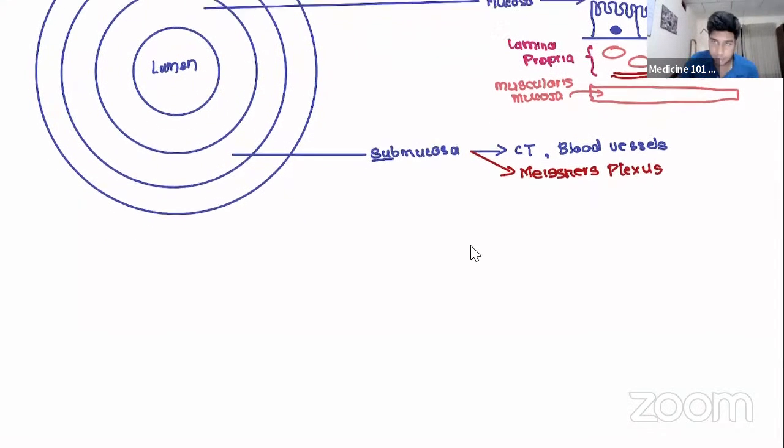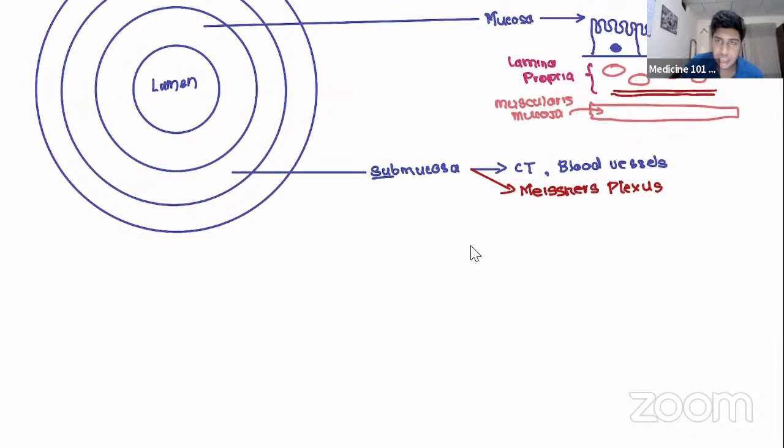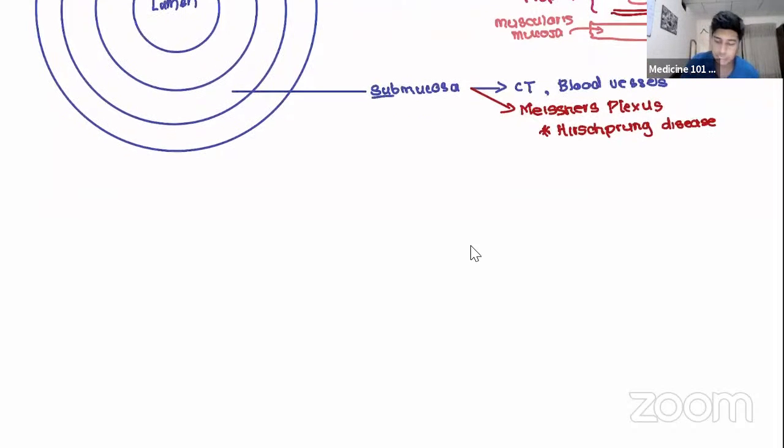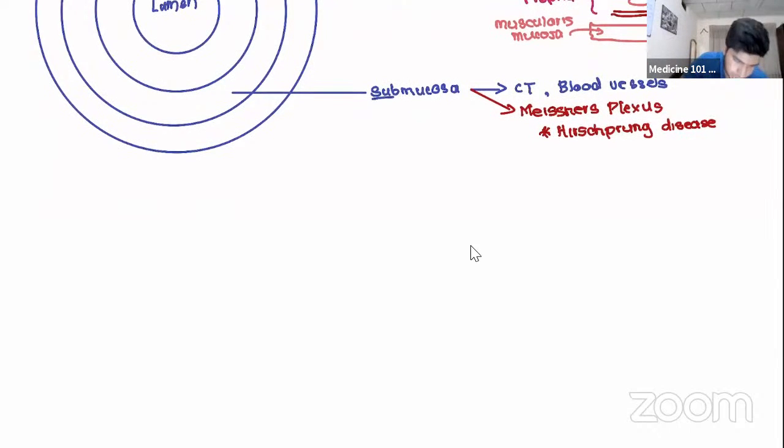Let's begin our first anatomical correlation to diseases. This Meissner's plexus is damaged in a condition called Hirschsprung's disease. We'll talk a bit about that, but this is a topic that comes under pediatrics and surgery. Okay. Next, we have the muscular layer.